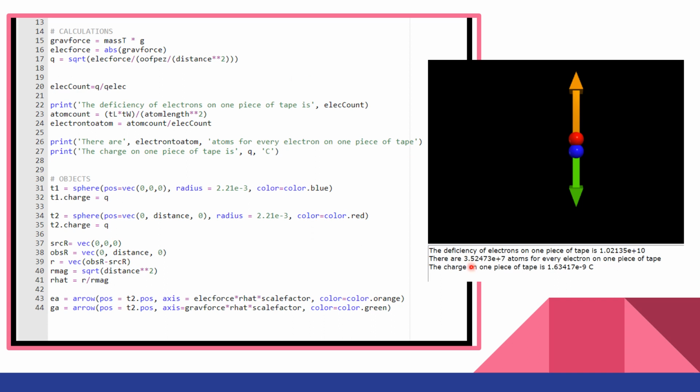And we get at the end that the deficiency of electrons on a piece of tape is 1.02135 times 10 to the 10th power, and that there are 3.52 times 10 to the 7th power atoms for every electron on one piece of tape, and that the charge on one of the pieces of tape is 1.63 times 10 to the negative 9 coulombs.